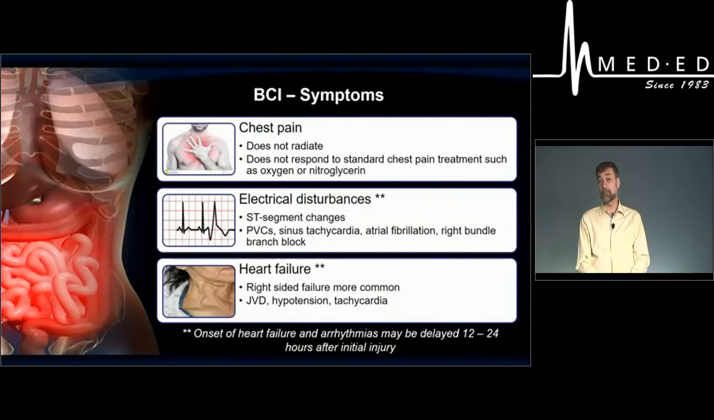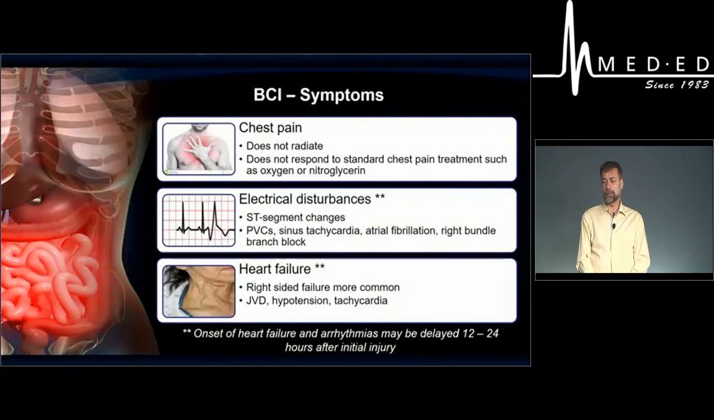The second symptom is electrical disturbances. These occur because with time the heart swells, and when the heart swells it pulls at the electrical system of the heart, and that can lead to arrhythmias. The patient may also have ST segment changes, so you may see ST segment depression or even ST segment elevation, and then they can get arrhythmias related to the area of the heart that's injured. So if the atria are injured, there could be atrial arrhythmias. If the ventricle is injured, there could be ventricular arrhythmias.